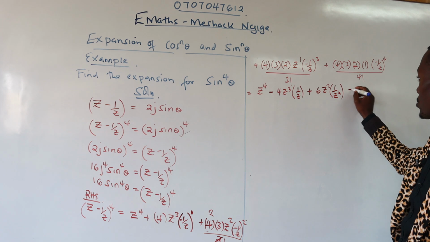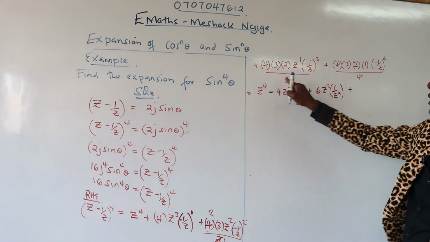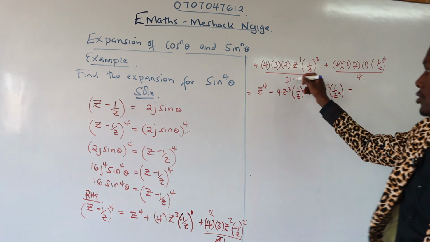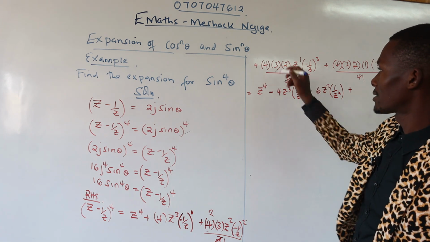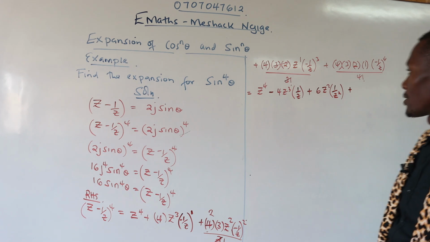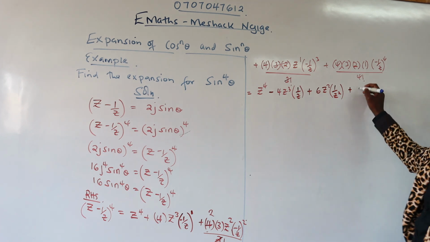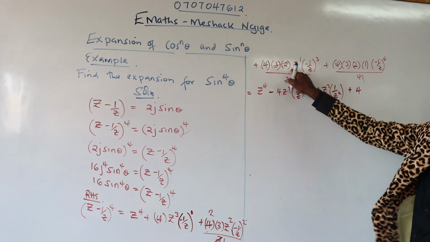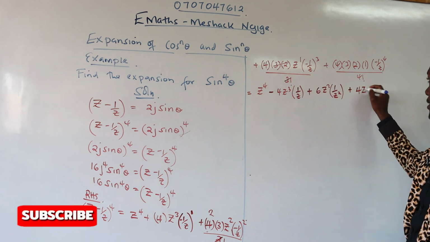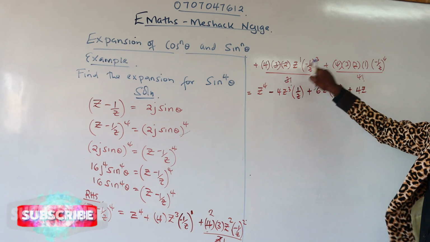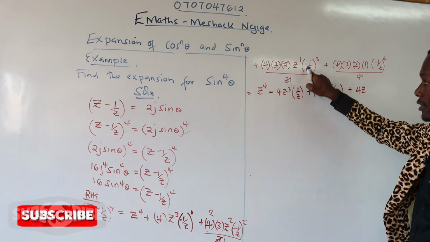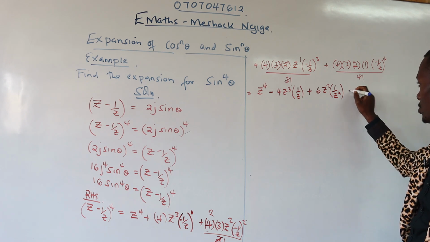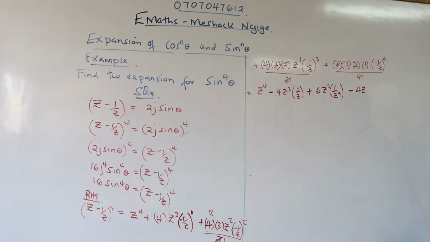Then we go to the next term. 3 factorial is the same as 3 times 2 times 1, which is 6. So 3 factorial, since this one is 6, will cancel with this, because also that one is 6. So we remain with 4, and then we have a z. Now this one is an odd power, so the negative here remains. So therefore this term here changes to become a negative.